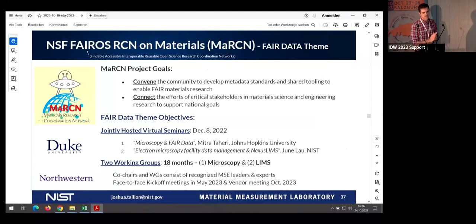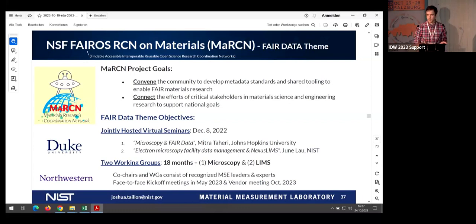This effort is being funded through the National Science Foundation Materials Research Coordination Network. This was run through Duke and Northwestern universities. And their primary goals are to convene the community, to develop metadata standards and shared tooling to enable really FAIR materials research, and to connect the efforts of critical stakeholders in material science and engineering research to support national goals for the United States. So some of their initial efforts to this point, they jointly hosted some virtual seminars back in December of last year.